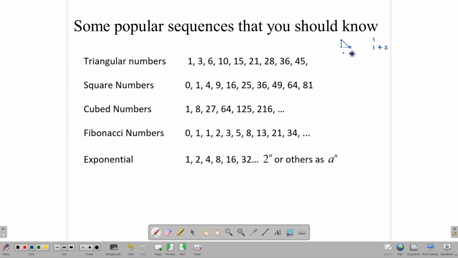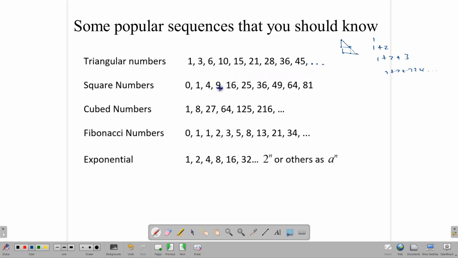And then if you add another row, you notice that your next triangular number would be 3 plus 3 is 6. And then that would be 1 plus 2 plus 3. And then 1 plus 2 plus 3 plus 4, etc., etc. And those give you the triangular numbers. They're very important, and they will pop up on your exam from time to time.